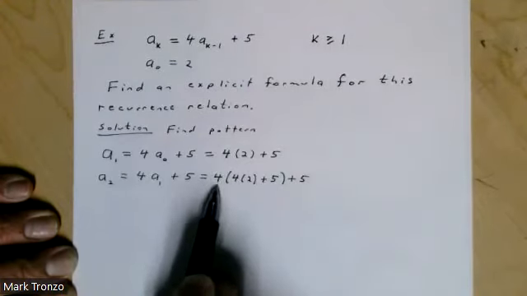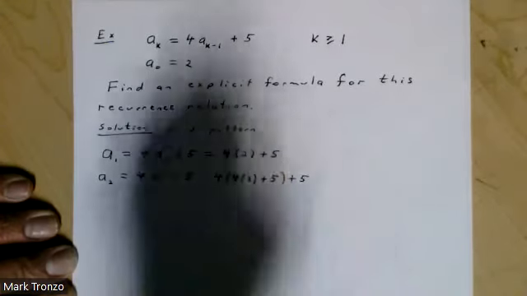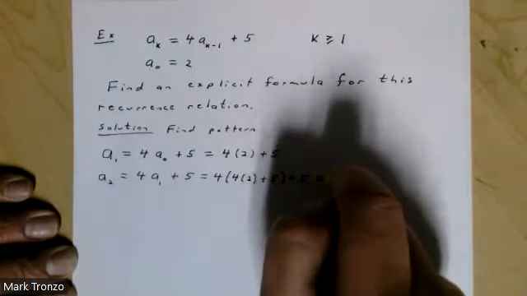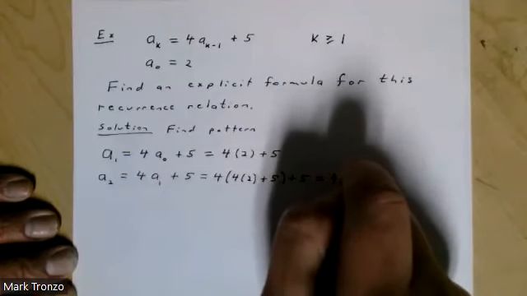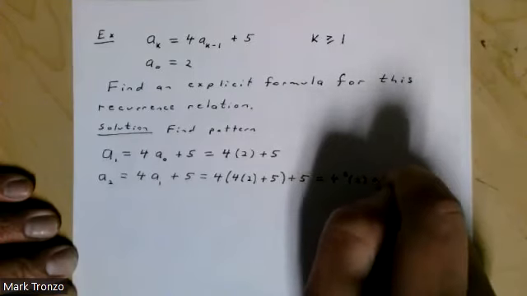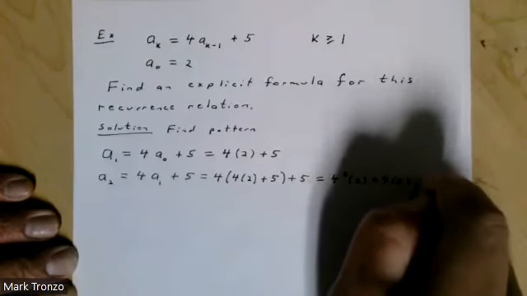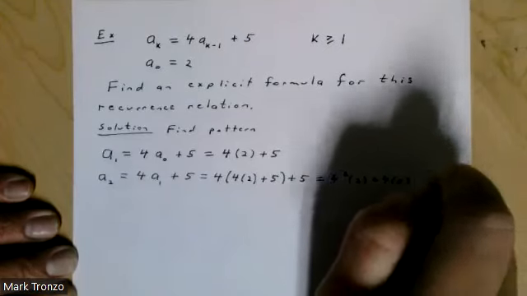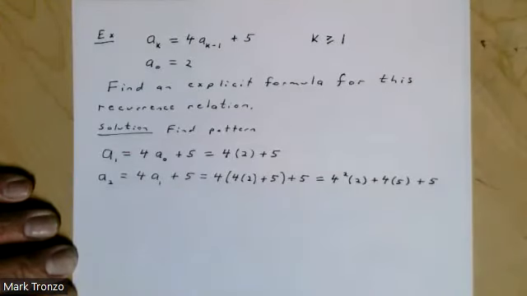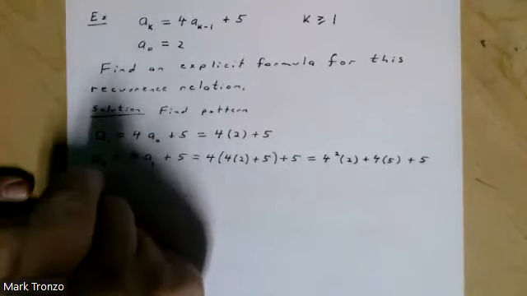So again, this was 4, and this was the A1 plus our 5. And again, you might want to multiply that just a little bit just to kind of see what's happening. 4 squared plus 4 to the 5th plus 5, something like that. And let's go to the next one.